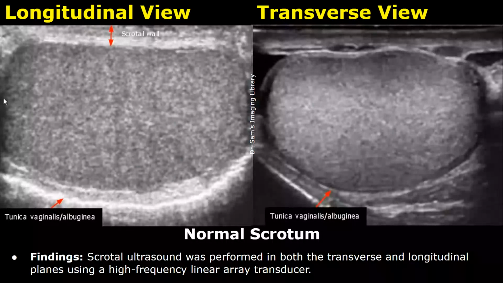You will learn how to write the findings and the impression regarding scrotal pathologies on ultrasound. We will start with a normal report. You can start the findings by writing scrotal ultrasound was performed in both the transverse and longitudinal planes using a high-frequency linear array transducer.